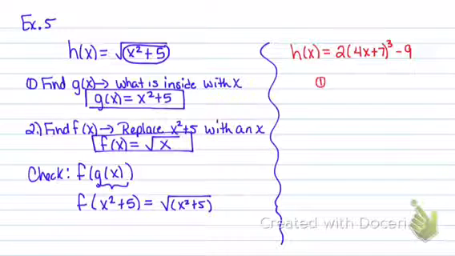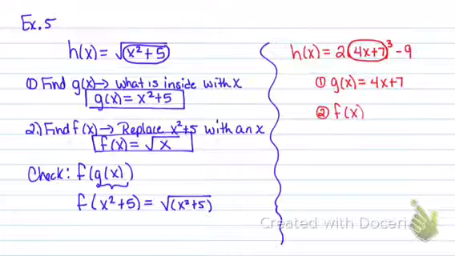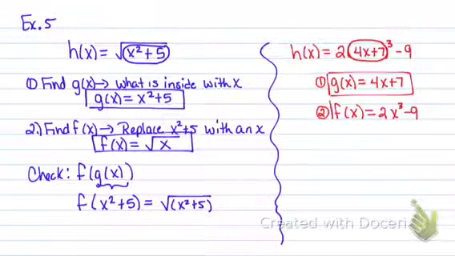All right, so remember, step 1 is find g of x. G of x is what's inside with x. Well, do you see where x is? What's inside right there? 4x plus 7. So there's your g of x. And then f of x says replace whatever we just had. So now we're going to replace 4x plus 7 with an x. So we have 2, now that's my 4x plus 7, so I'm going to put x, and I had a cubed, minus 9. And so there's my two functions that would give me this composition.